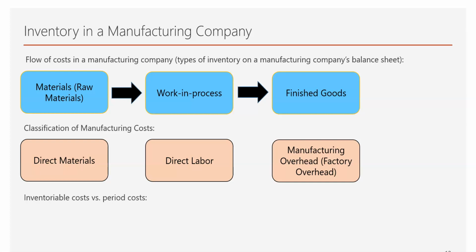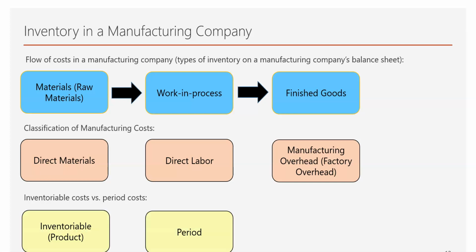Now I want to focus on inventoriable costs versus period costs. Inventoriable costs are also known as product costs. You can see those two are interchangeable terms. Some people consider them inventoriable costs. Some people call it product costs. And then we compare that to period costs. What are we talking about with inventoriable costs?